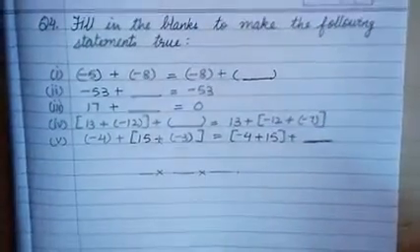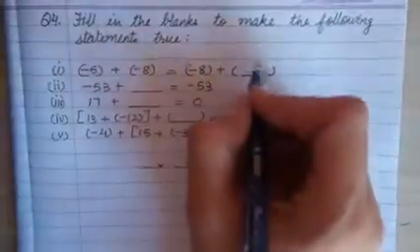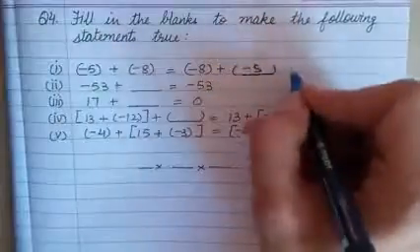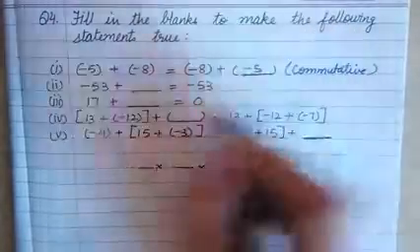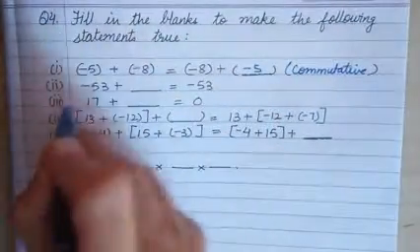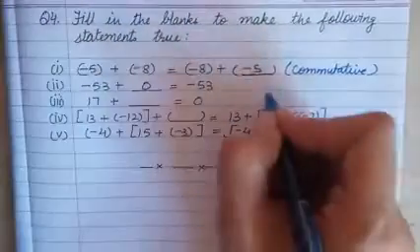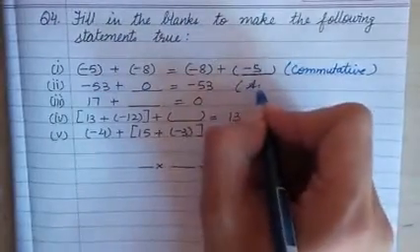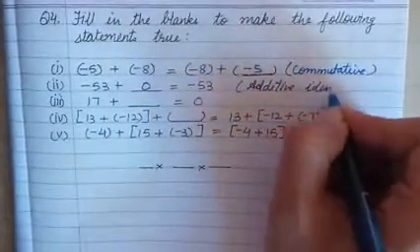Now let us do question number 4. Fill in the blanks to make the following statement true. Here equal to sign, both sides must be equal. Here -5, here -5 is not there. Put. This property is commutative property. We can add two integers in any order. Here what should be added to -53 to get -53? Nothing. So 0. This is called, 0 is additive identity.